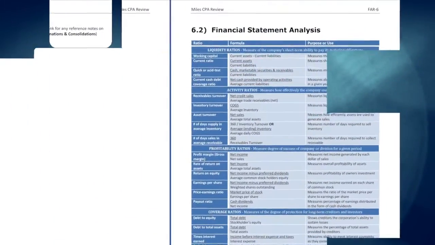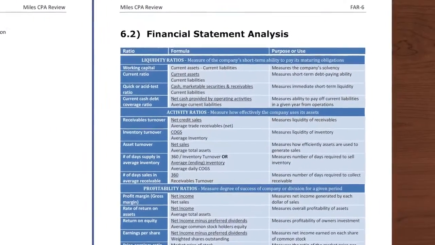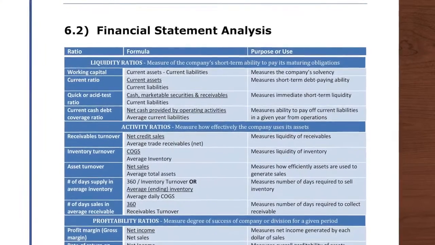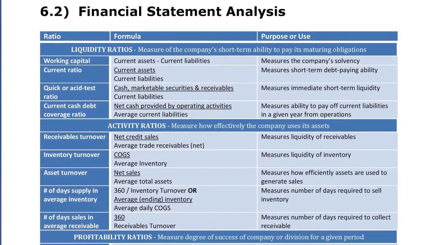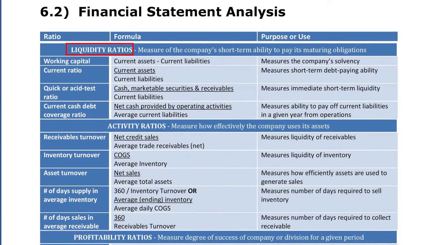On page 25, we're looking at a few ratios which help us do financial statement analysis. The first set of ratios that we're looking at, put a box around liquidity ratios. Now these are measures of the company's short-term ability to pay its obligations as they come due.